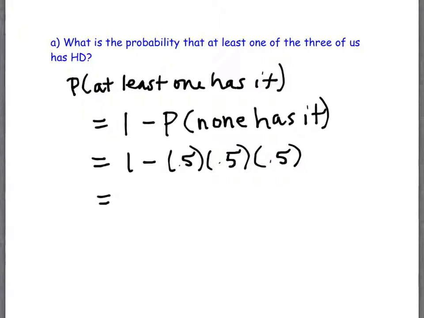For the multiplication, right? So what do you get for the subtraction then? 0.875. It's very close to 90% right there. There's an 87.5% chance that my family will deal with this disease for another generation. That myself, my brother, my sister, that one of us at least will have Huntington's disease. And that's a really scary number. It's really scary.